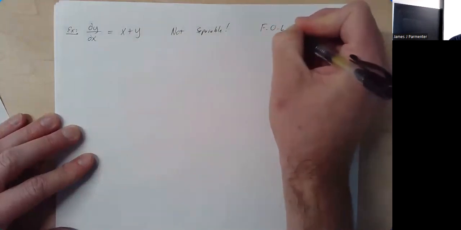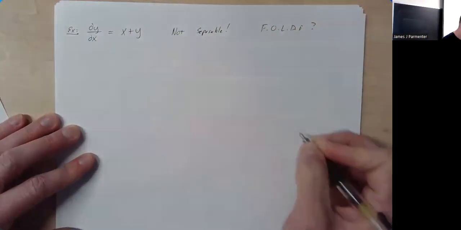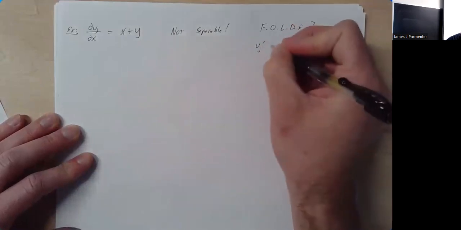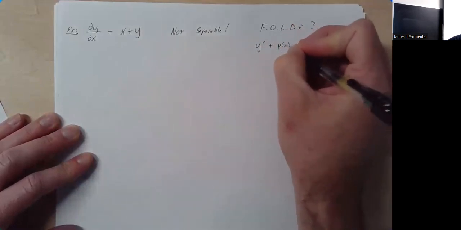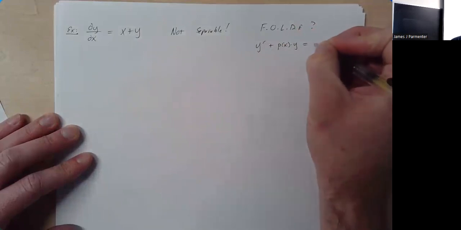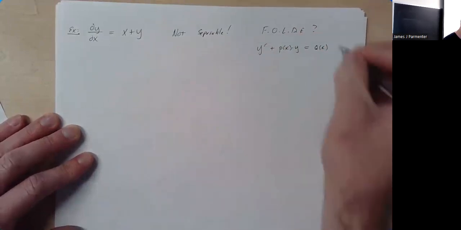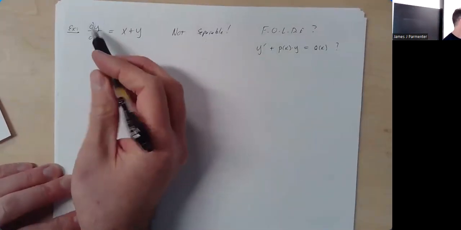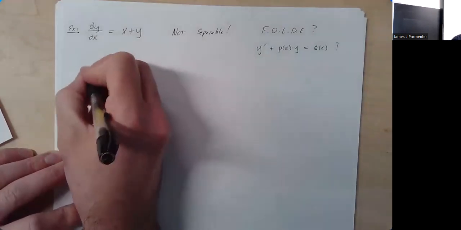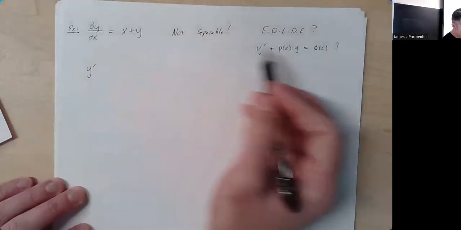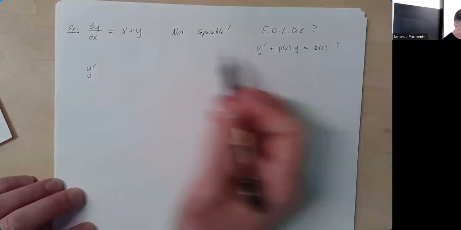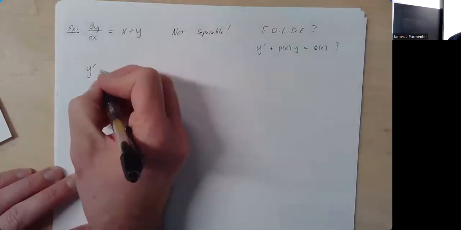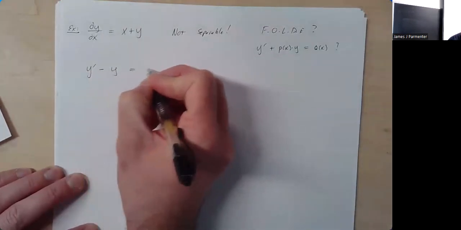So can we write it as y prime plus a function of x times y equal to a function of x? Yeah, we can. Just be careful. I usually like to rewrite dy dx as y prime. So I'm going to write y prime, and I have to have the y part come next. I'm going to bring over the y and subtract y and get minus y equal to x.